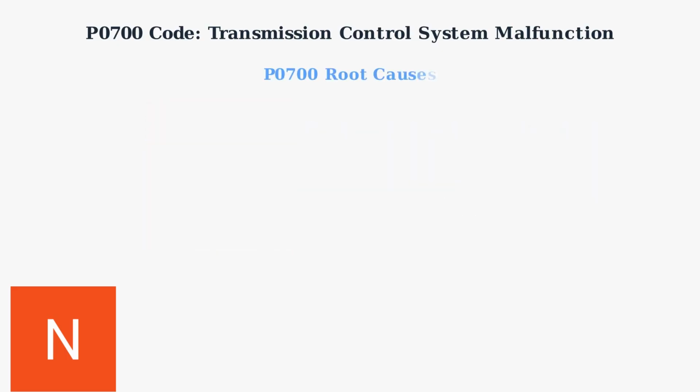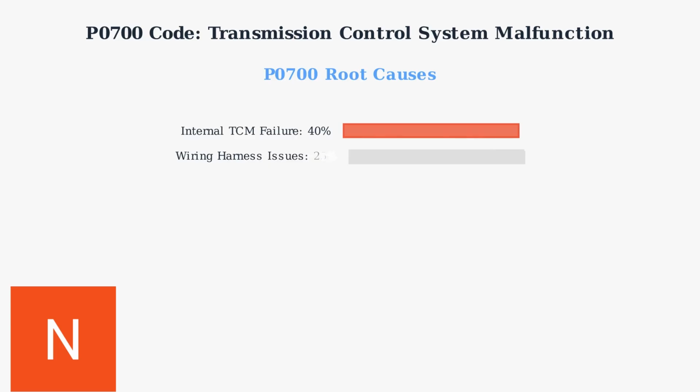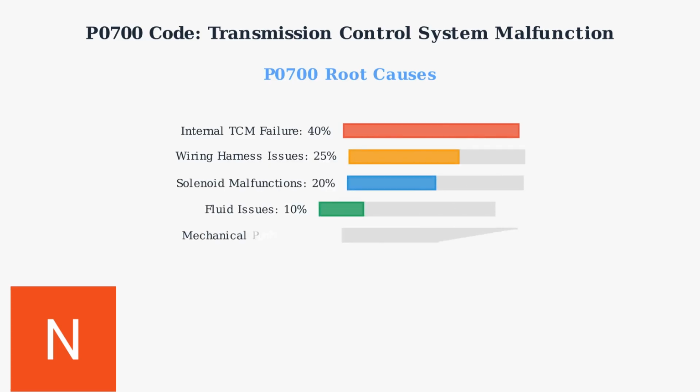Understanding the root causes of P0700 is crucial for effective diagnosis. Based on industry data, internal TCM failure accounts for 40% of cases, making it the most common cause. Wiring harness issues account for 25% of cases and can often be identified through visual inspection and electrical testing.